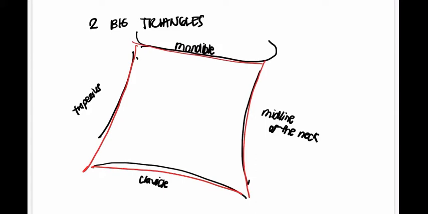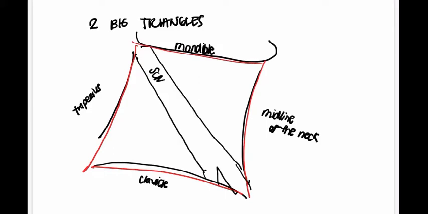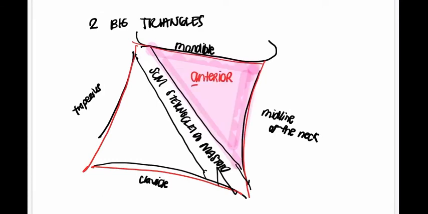And the muscle that divides this square to form two triangles is what we call the sternocleidomastoid. It is called as such because of its attachments, which are the following: the sternum, the clavicle, and the mastoid process. Now, the first triangle is what we call the anterior triangle.